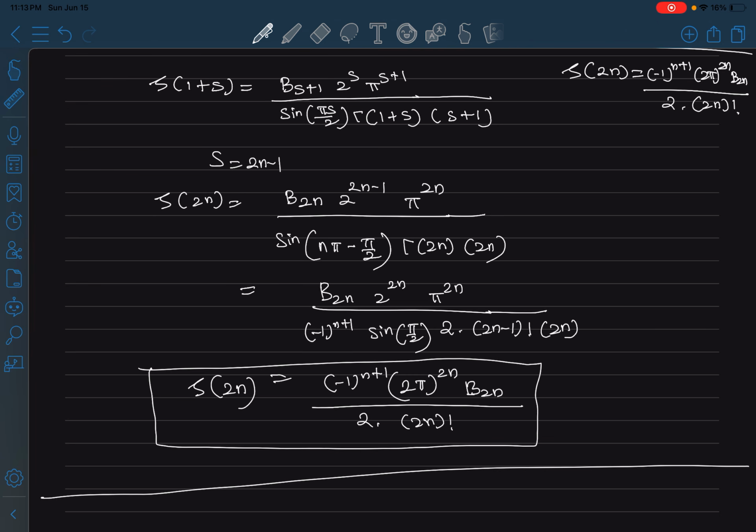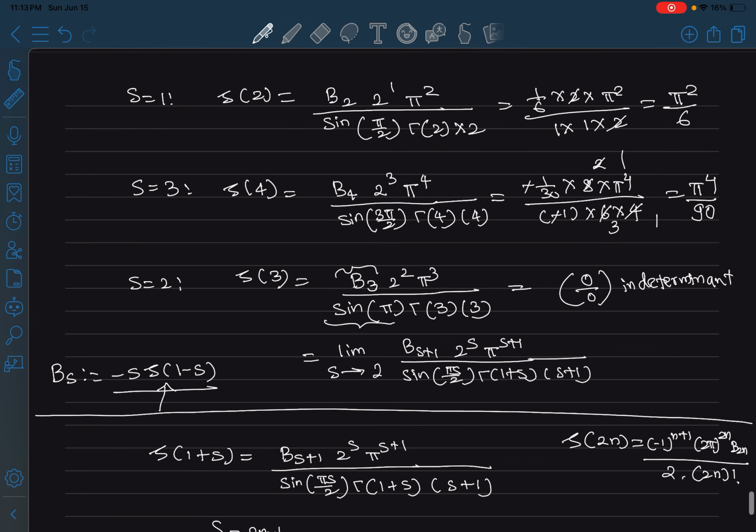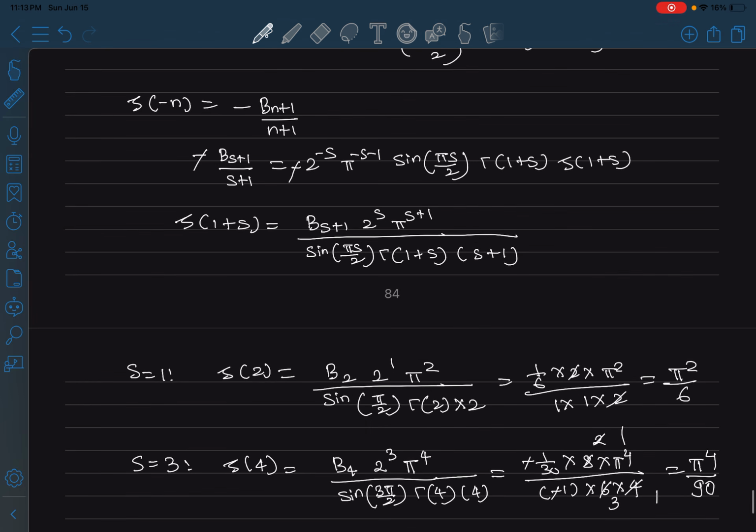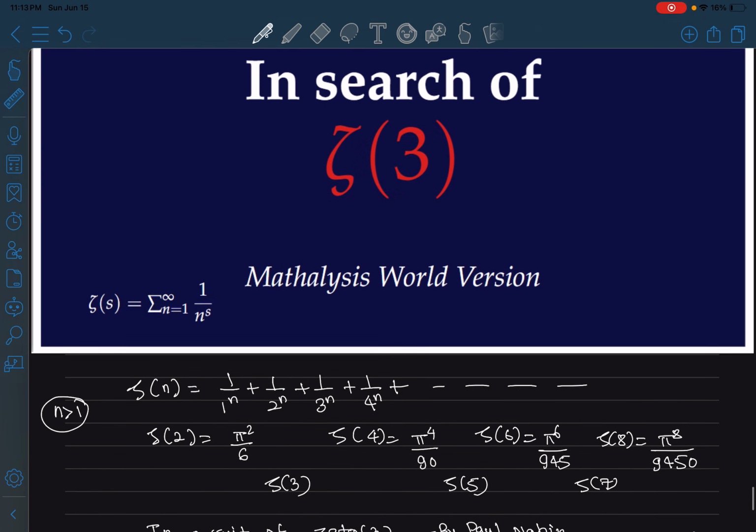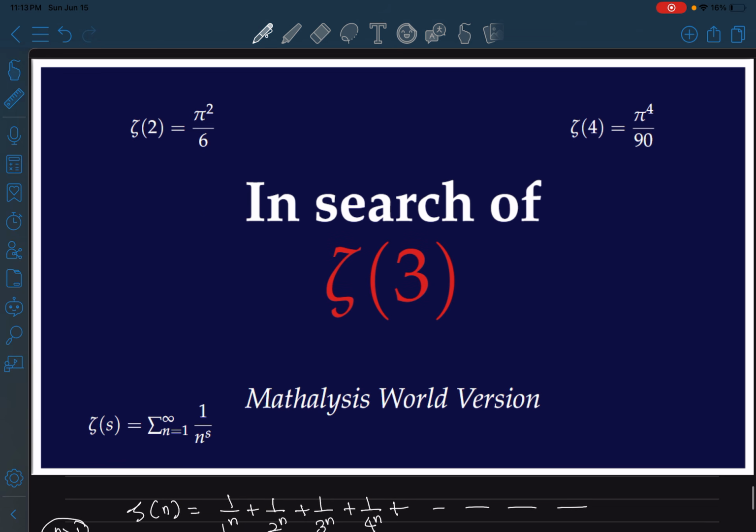So I just wanted to show you this, and I think this is helpful to find zeta values for even numbers. I definitely hope you enjoyed the video, and I believe that you are now a bit more curious than you were, and you're going to do some maths today. That's it, guys, and if you do it, my goal is fulfilled.